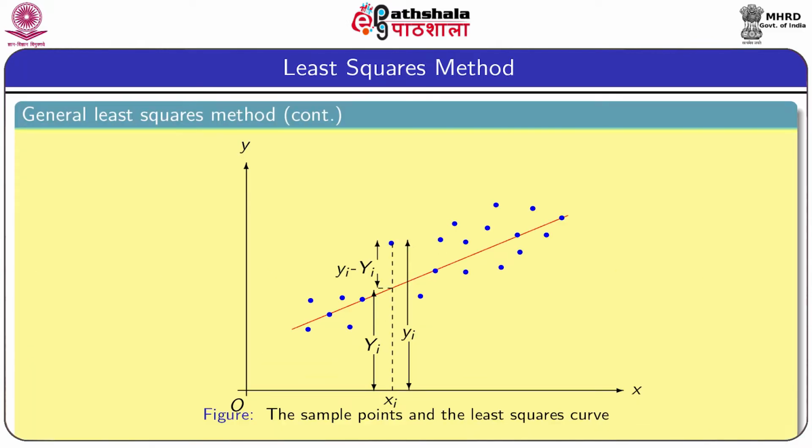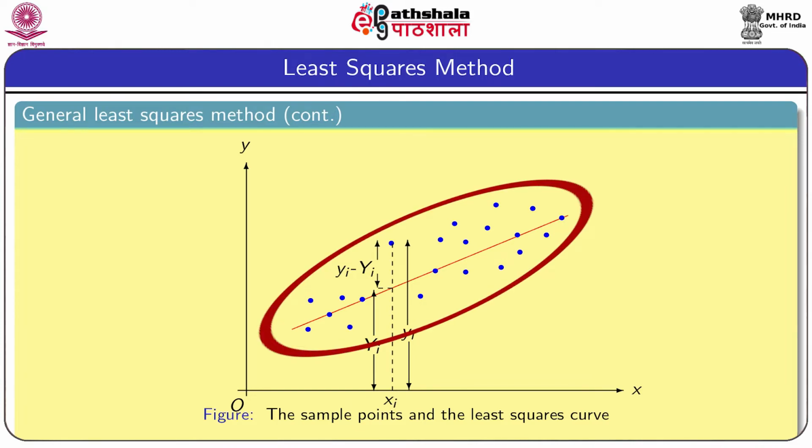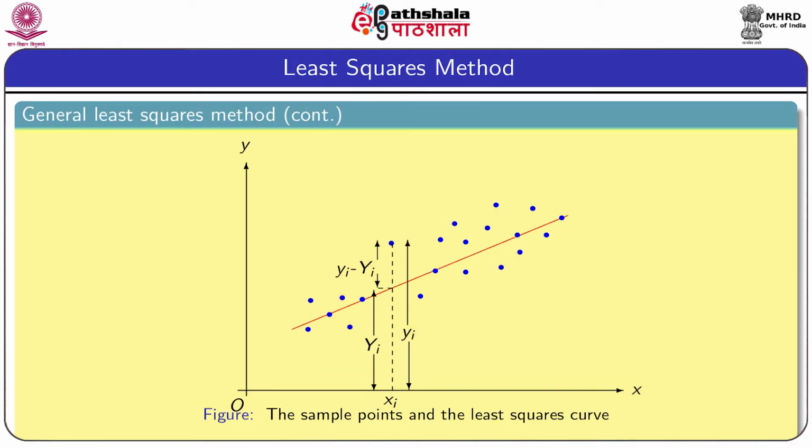This diagram illustrates the given points and the least squares curve. In this diagram, the given set of points are drawn in blue, and the approximate curve, here shown by a straight line, is drawn in red. Note that few points lie on the curve and most of them are outside the curve. The point (xi, yi) is shown by a dotted line. The length of the dotted line is the actual value of y.